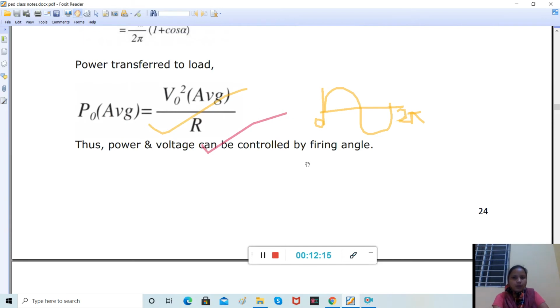Then the next part is that power and voltage can be controlled by the firing angle. So what do you mean by firing angle? See here, the firing angle may be defined as the angle between the instant the thyristor would conduct if it were a diode and the instant it is triggered.